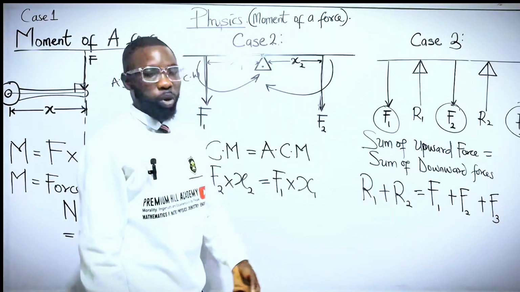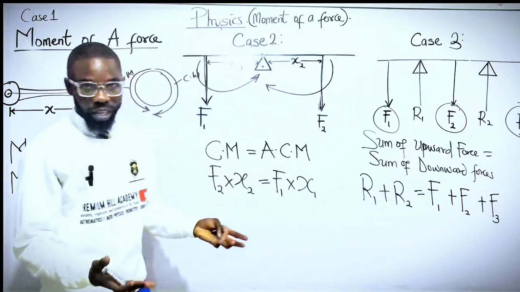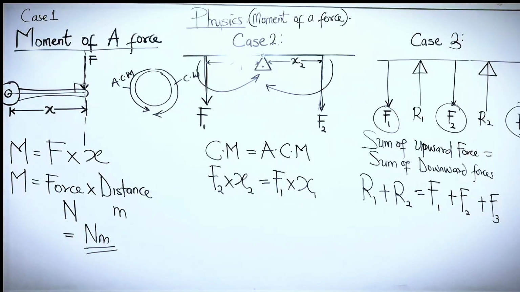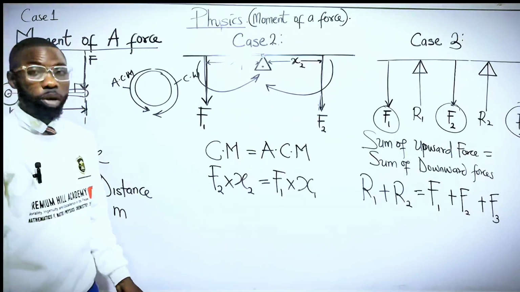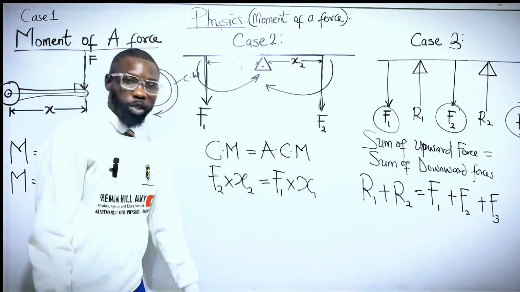Right? With this, we are going to get the magnitude of whatever you are asked to find. So the first scenario is to know how to solve problems on a regular turning effect about a point, on regular moment of force. We have the force times the perpendicular distance, and then we're asked to calculate for equilibrium of bodies on a straight line.